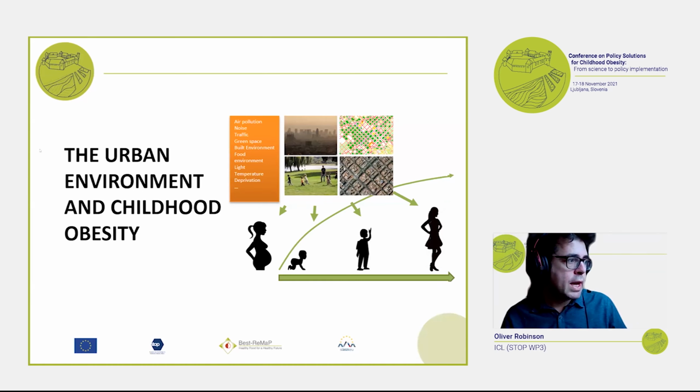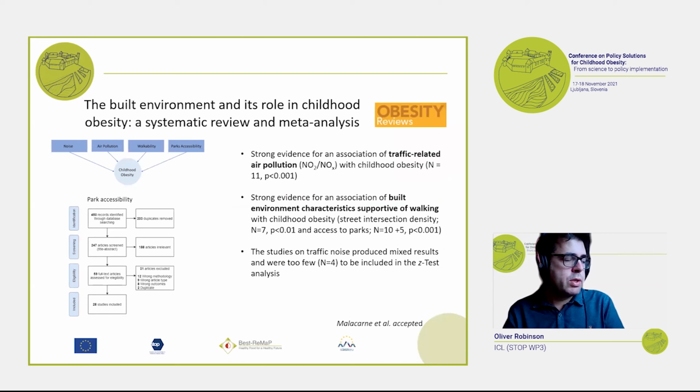So we talk about all the aspects that may be distal determinants, including factors such as air pollution and noise, but also the built and natural environment, such as the structure of cities and how much green space there is. So first, we contributed a systematic review to give a summary of the evidence available today. And actually, from 11 studies, we found there is a consistent and strong association of NO2 and nitrogen oxides, which are a form of air pollution closely related to traffic, with childhood obesity.